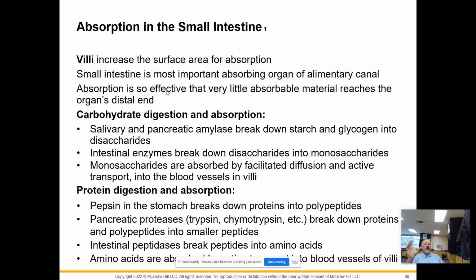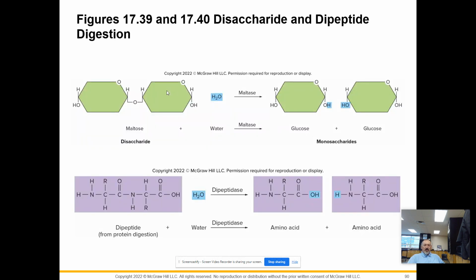So once again, this is duodenal. So now after this, we're going to have the intestinal peptidases that are going to break down the peptides into amino acids. That's absorbable. So we're going to absorb that, put it in our blood vessels, and it's going to be absorbed through the villi. So this is the breakdown of maltose. And in the end, you have glucose.